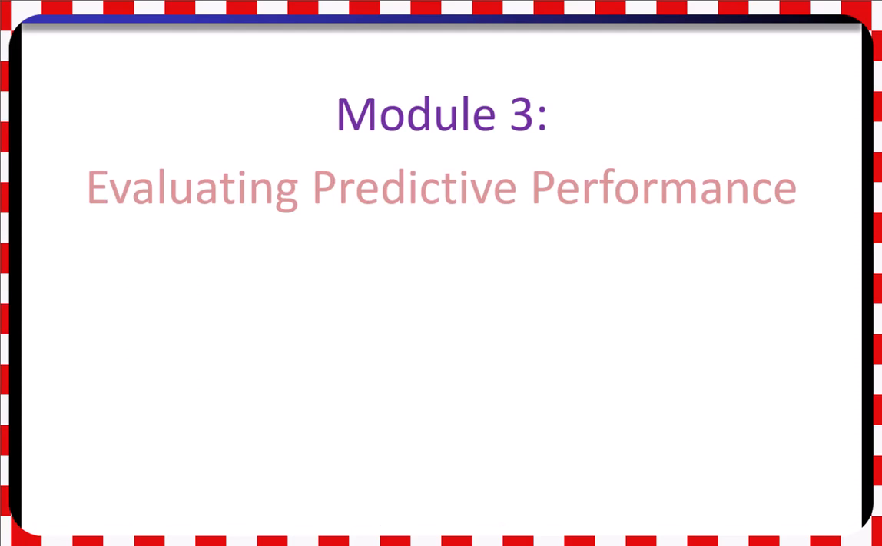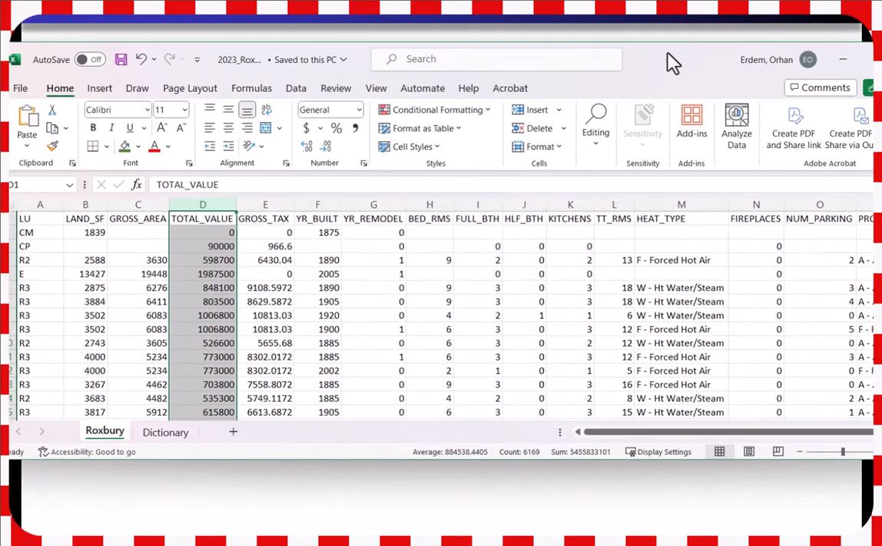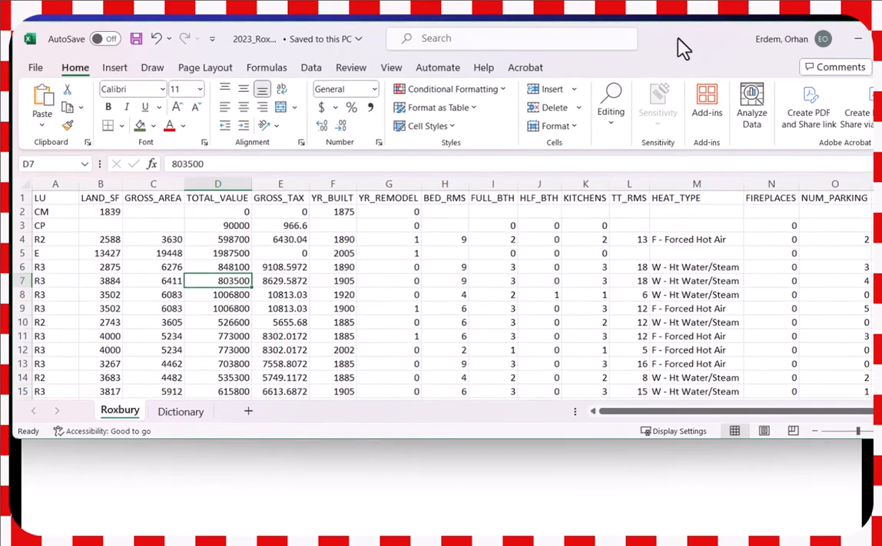In this video, I will be showing you how to evaluate the predictive performance of different models in Python. In this class, I will be using a dataset called 2023 Roxbury. This is the property assessments from Boston. This dataset shows the property assessments of almost 6,000 houses.